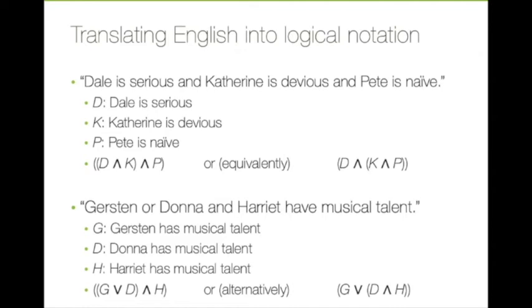One is G or D as one conjunct and H as the other. And the other has G as a disjunct and D and H as the other disjunct. These alternative symbolizations for the second example are not equivalent. The one on the left tells you that at least 2 of these girls are musically talented, Harriet and either Gersten or Donna. The second one says that Gersten is talented or Donna and Harriet are. So these 2 symbolizations capture 2 different meanings.